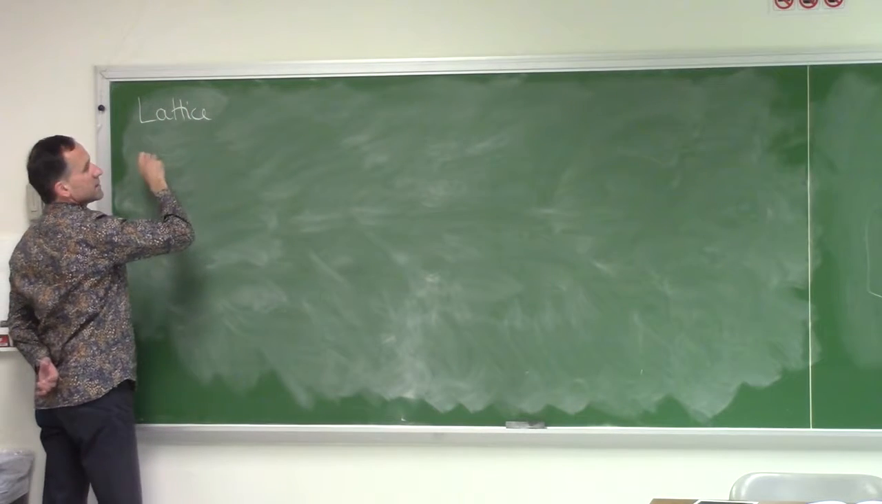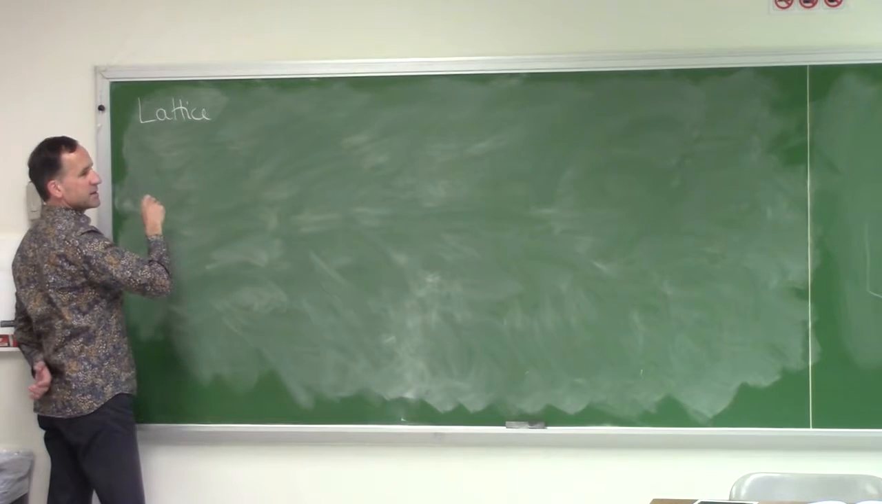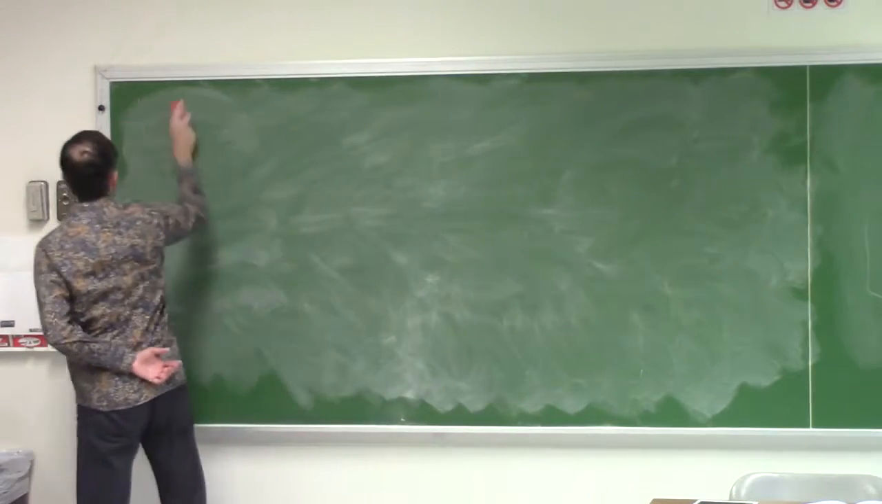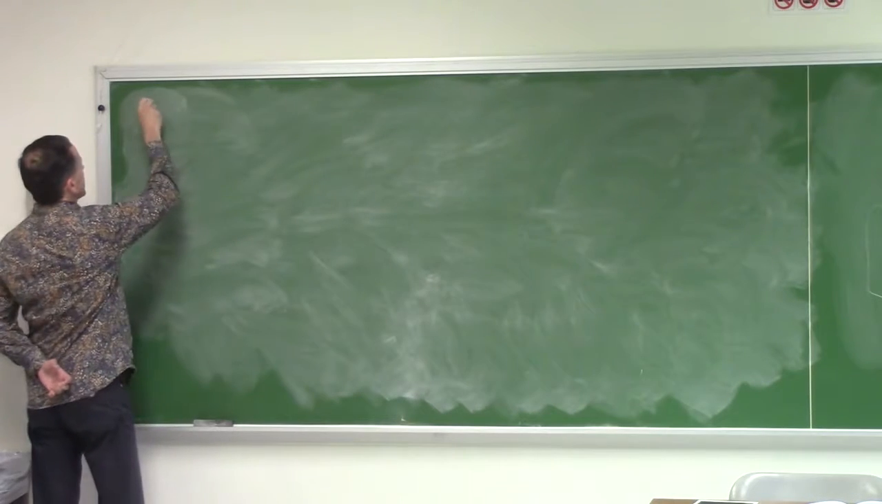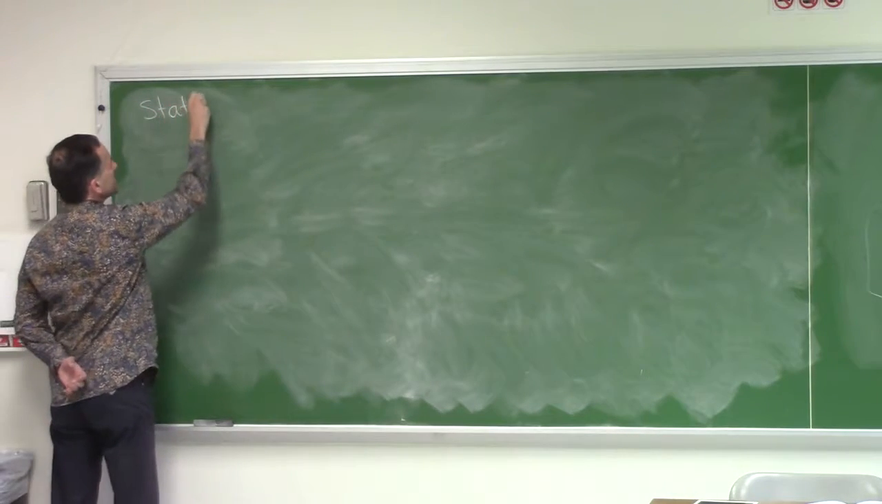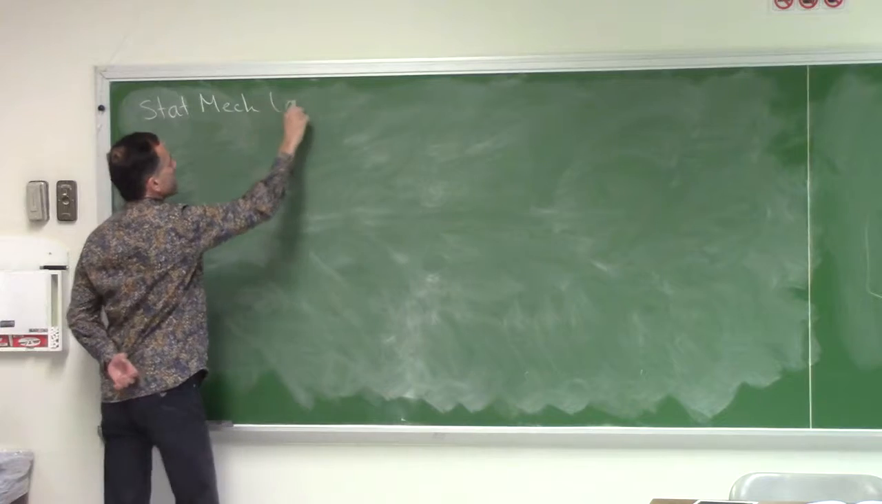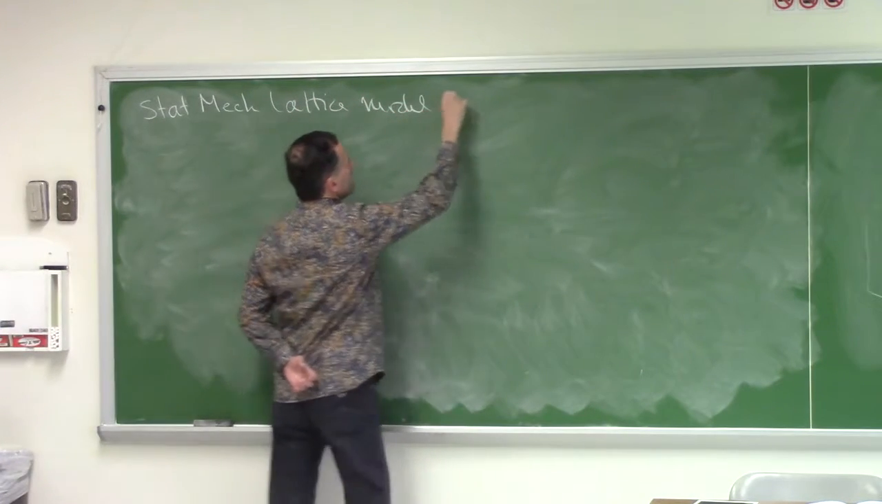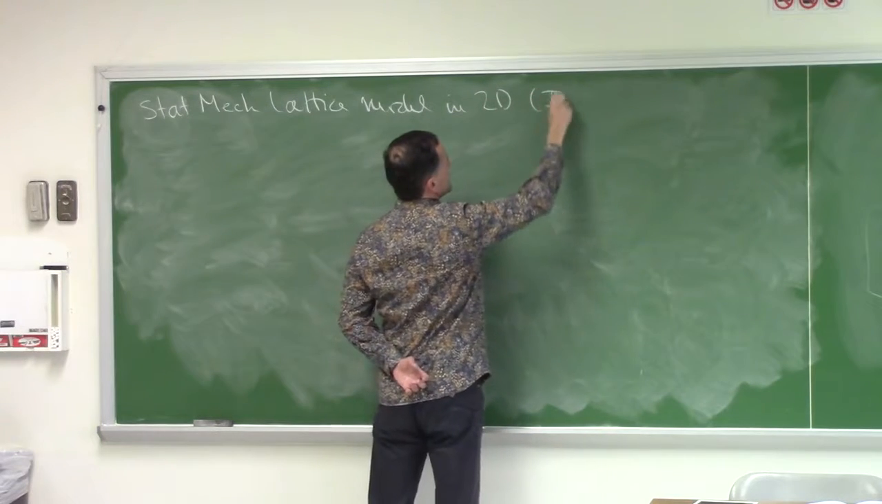What are they called? What's the difference between lattice models? I think statistical mechanical models is the term now. StatMech. Lattice models in 2D, and it's Ising type.